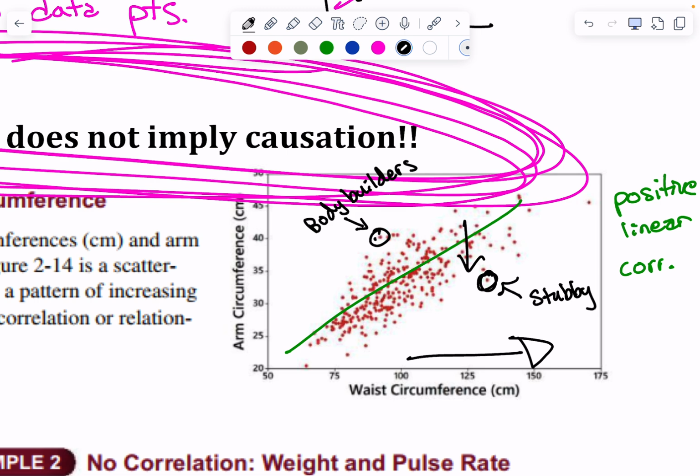Which one changes at a faster rate, waist or arm? Waist. The waist is going to change at a faster rate, right? This is a lot different when you compare it to a little kid. Your waist is going to change at a faster rate. Got it? That's why so many toddlers are chubby.